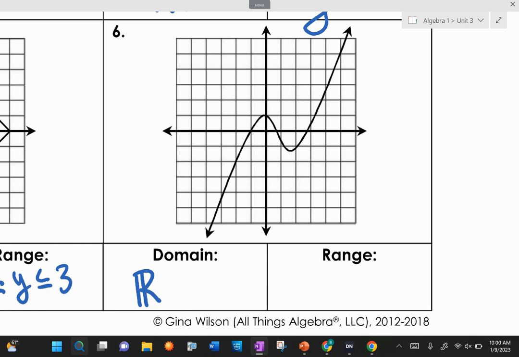Range. Who wants to do the range? Kaylee. All real numbers. Have we figured out a trend? Listen, please. Have we figured out a trend? If it has arrows on both sides of the graph.